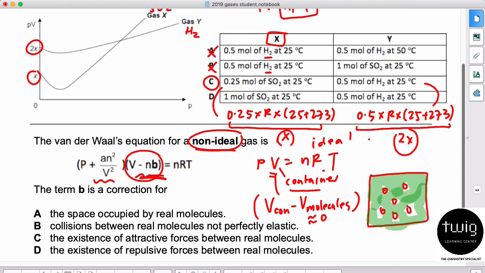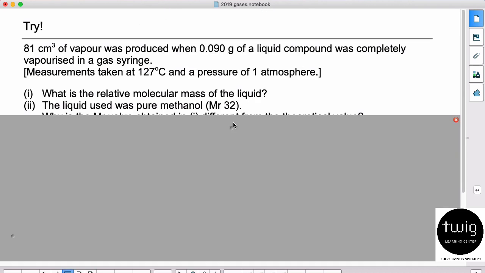So what's the answer then? The space occupied by the real molecules. So it became ideal when this was 0. Okay, actually we put in a value.